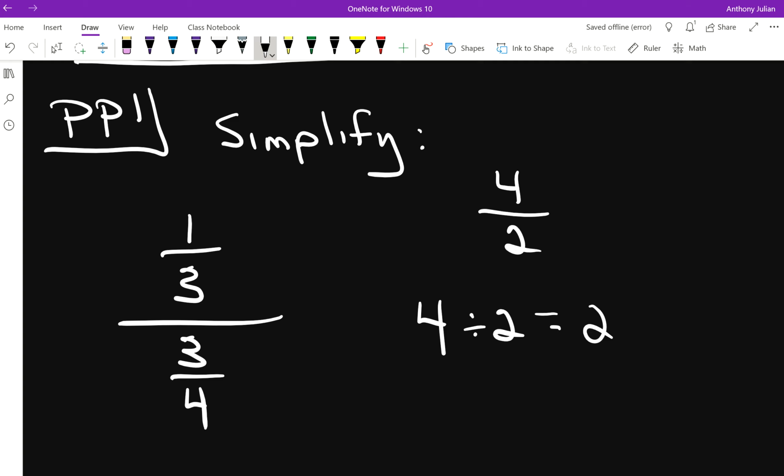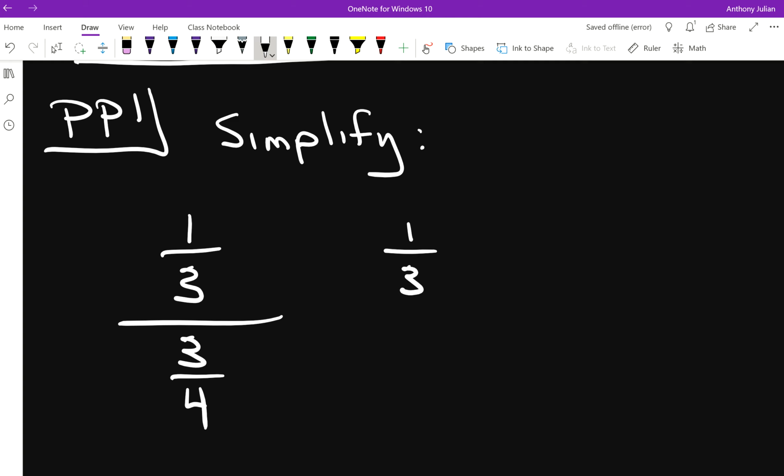All right, and that's important to note when we're getting into the complex rational expressions. Keep that in mind, which is which. What is the numerator? What is the denominator? So what we're going to do with this is to write this as 1/3 divided by 3/4.